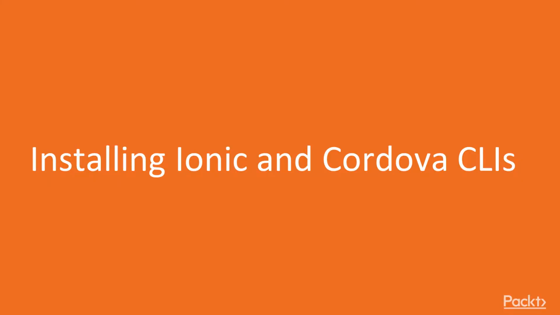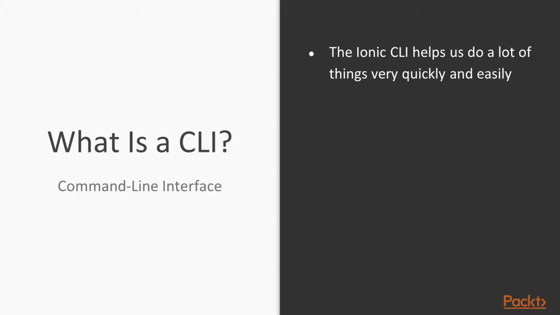In this video, we are going to learn how to install Ionic and Cordova CLIs. Ionic CLI is the command line interface that, once you install it, allows you to run commands to complete tasks like creating a new Ionic application, running the Ionic application in the browser, building the application, and so on. All these tasks are taken care of by the Ionic CLI, and all we have to do is just run commands that the CLI offers. It helps us to do a lot of things very quickly and easily.